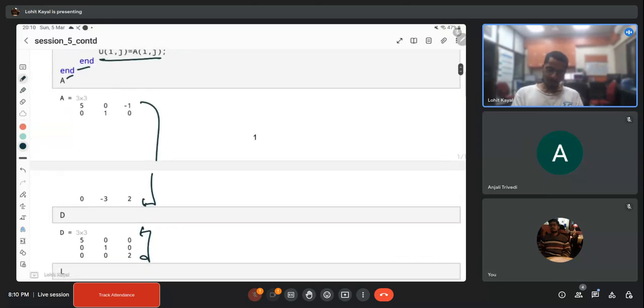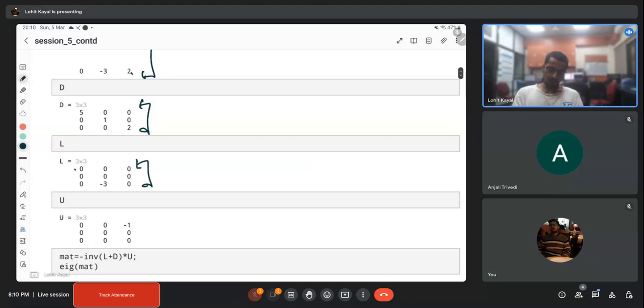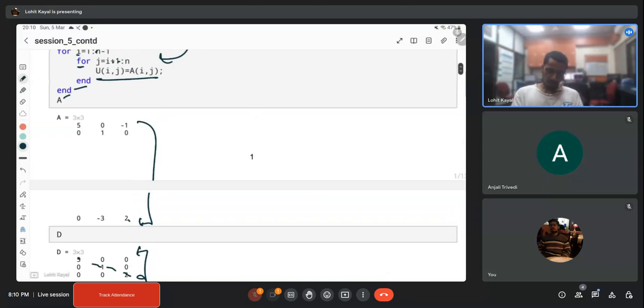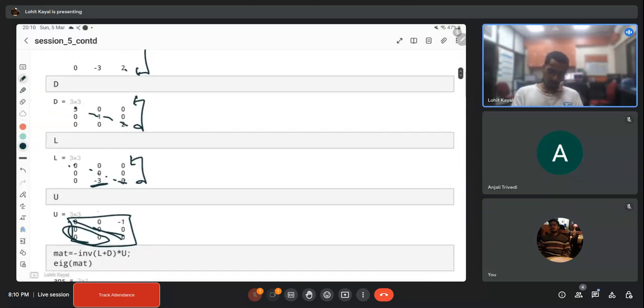So let's go to the A matrix again: 5 0 minus 1, 0 1 0, 0 3 minus 2. So what will be the L matrix? Obviously, this will be the L matrix. The diagonal elements are excluded, and on the left is minus 3. What is U? Obviously, this will be U. All the diagonal elements are 0, below the diagonal everything is 0, and what I have is 0 and minus 1. So here, this is 0. This is minus 1. Now, the convergence criteria.